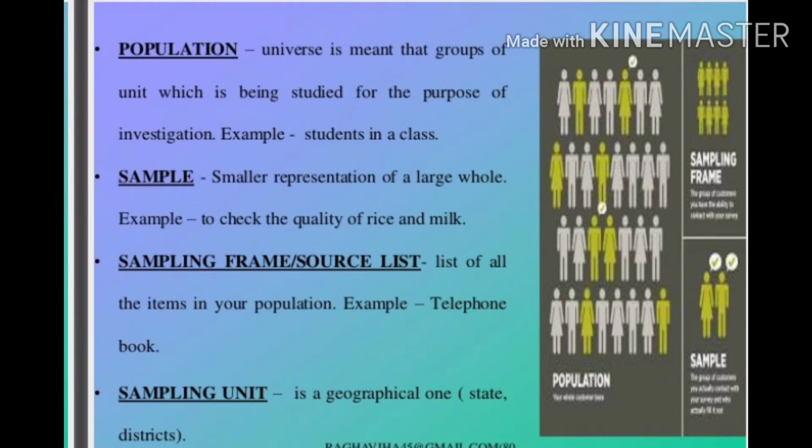Sample: a smaller representation of a large whole. Example, to check the quality of rice and milk. Sampling frame: the source list, a list of all the items in your population. Example, a telephone book. Sampling unit is a geographical one, that is state and district.